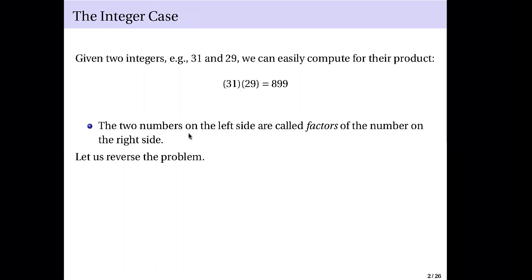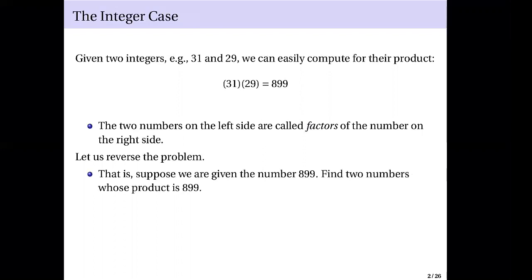Now let us reverse the problem. Suppose we start with 899. Can we easily think of those numbers whose product is equal to 899? Of course, we have the example in here already. So we can easily say, oh, it's 31 and 29. But what if we make it harder? Suppose we are given the number 899, find two numbers whose product is 899.